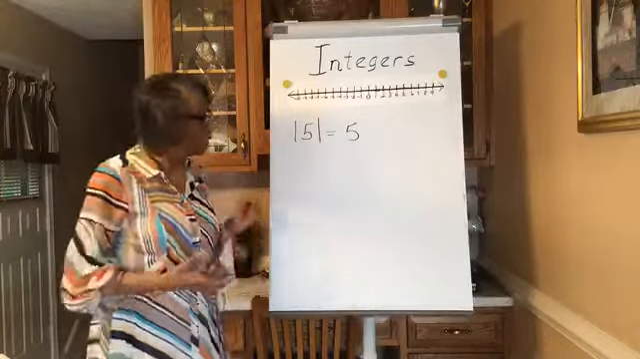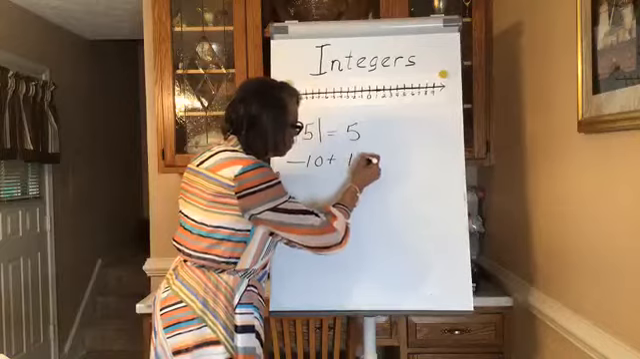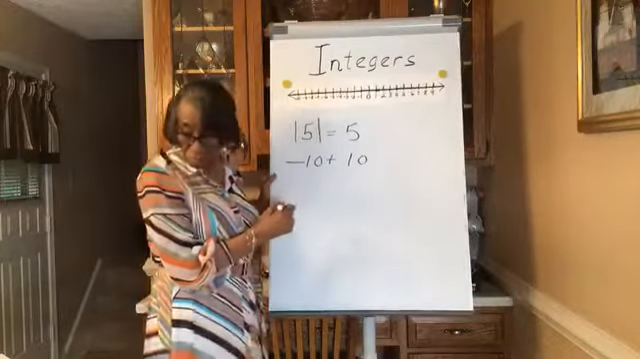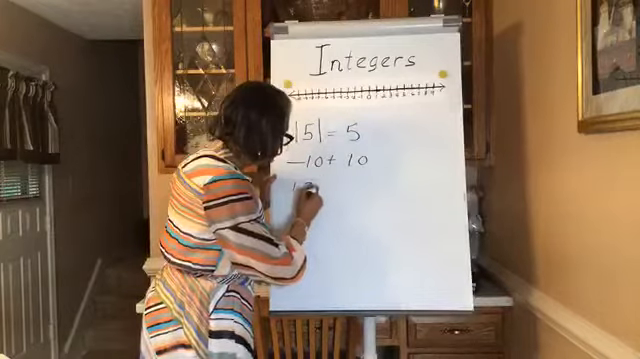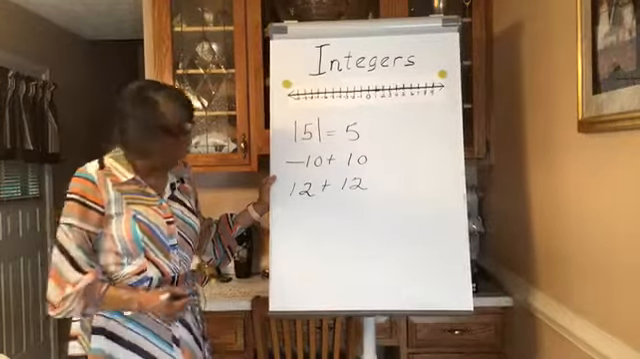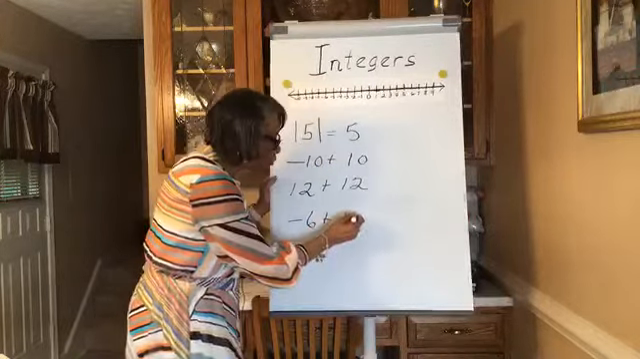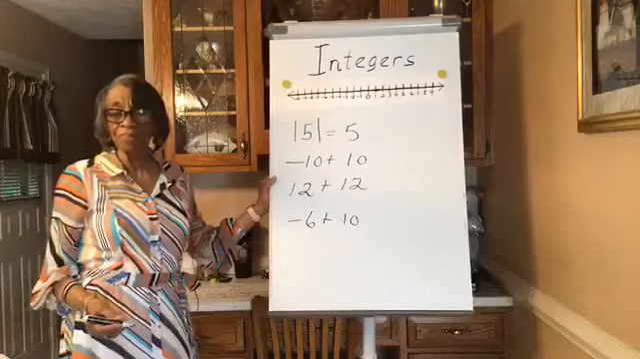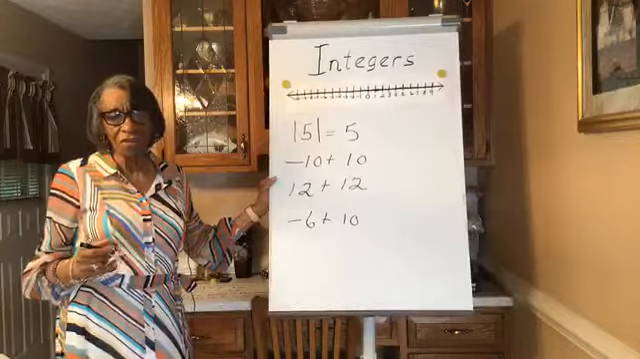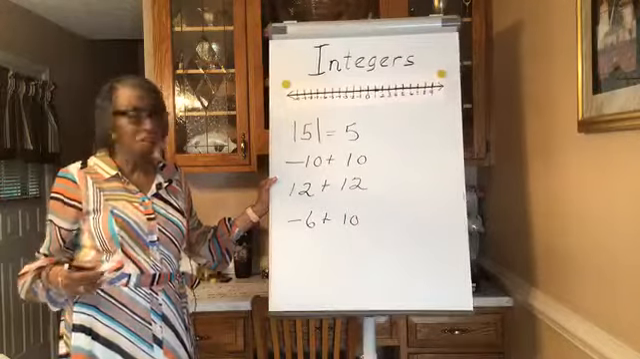All right, let's add. Negative 10 plus positive 10. 12 plus 12, positive 12 plus 12. Negative 6 plus 10. Let's work on those three for a moment. Let's see if you recall. Remember, if you're using a number line, we start at 0, and if it's negative, we go to the left. If it's positive, we go to the right.